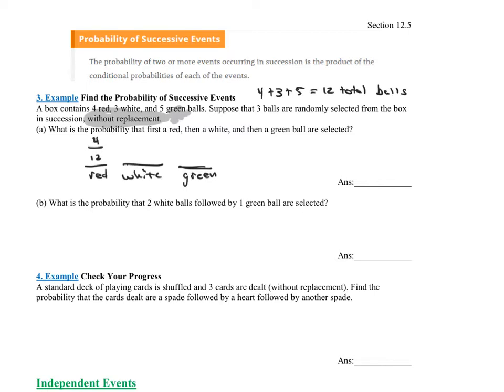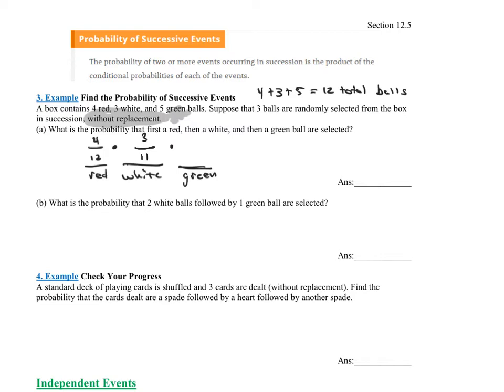Okay, so we did not put that ball back. Let's think about what's left in that bag. Well, since I took out 1 red ball, there are not 12 balls anymore. There's only 11 balls left in the bag. And 1 of the red balls is gone. There's still 3 white balls to pick from. So now my probability of getting a white on the second ball would be 3/11.